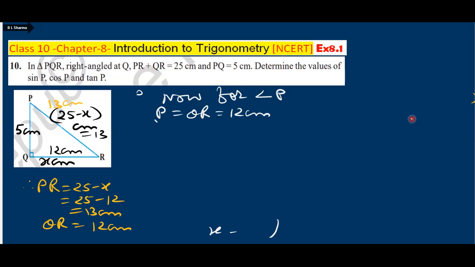The hypotenuse is the side opposite to 90 degree. Here this is PR, that is 13 centimeter. And the remaining third side is base, so that is 5 centimeter.